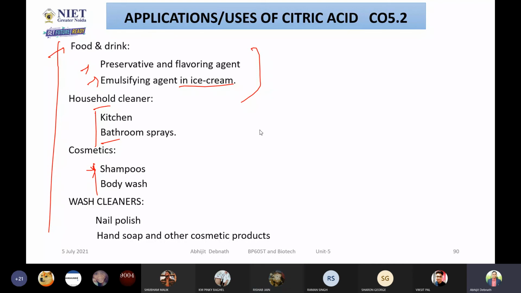So actually, on YouTube there are lots of videos. I also checked and compared, and I found it so amazing. So you can use these things also as a shampoo. Then body wash also, and wash cleaner, nail polish, and I think hand soap or other cosmetic products. So that's it for citric acid.